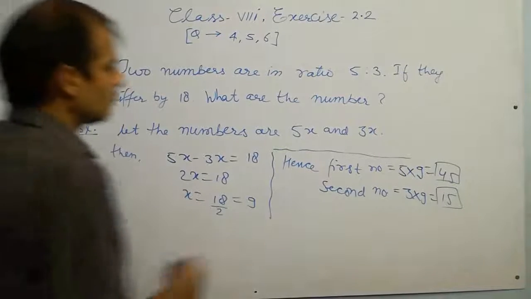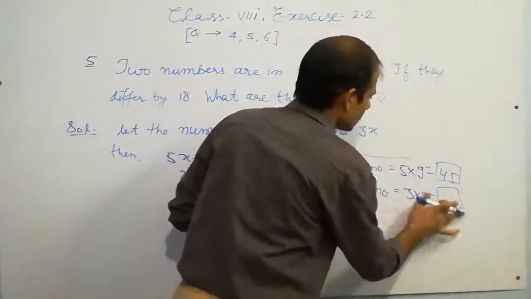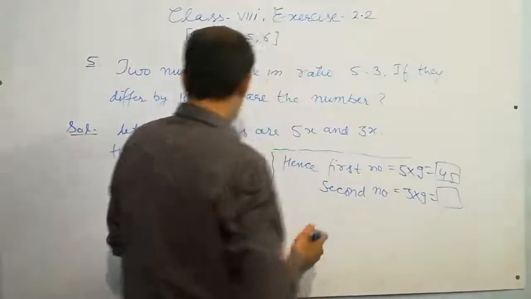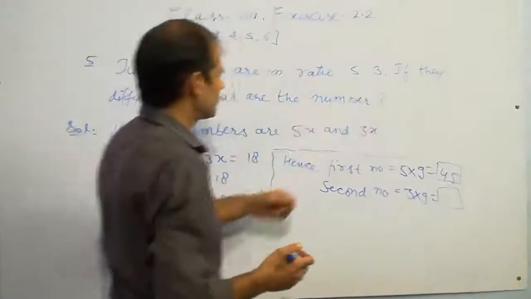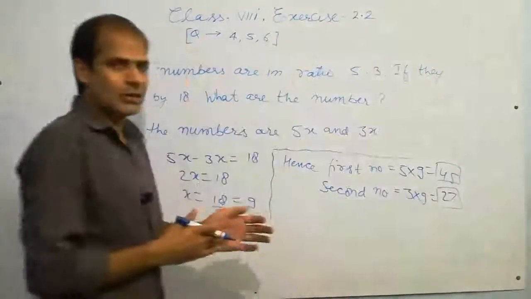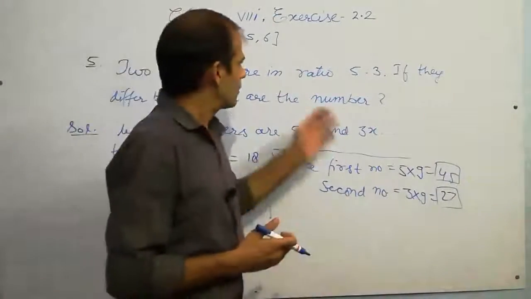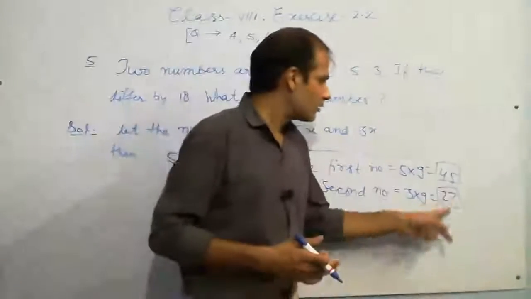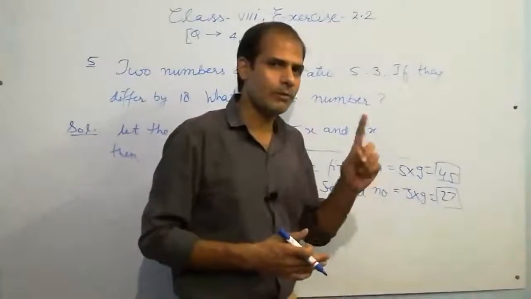The second number, by mistake it is written, what is the second number? Second is 3 nines, okay, 27. Now you can cross check. So ratio means you can cancel out these numbers by a single number.